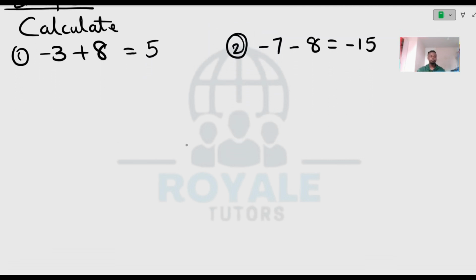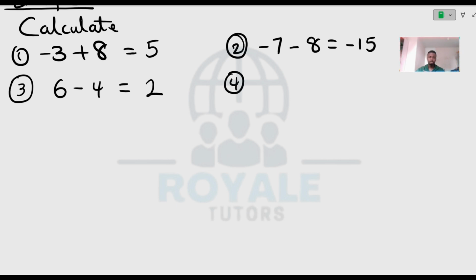Then number 3, if we have 6 minus 4. This is the same thing we do even in 6 minus 4. There is already a credit of 6, then we have a debit of 4. If you have 6 and took out 4, then we should have 2 left. So 6 minus 4 is 2.